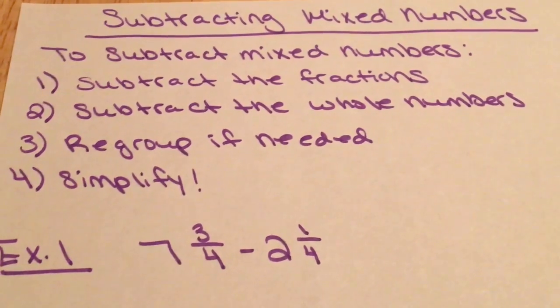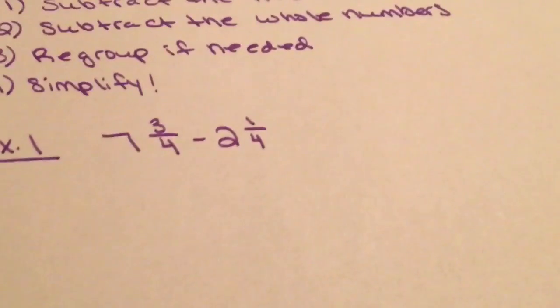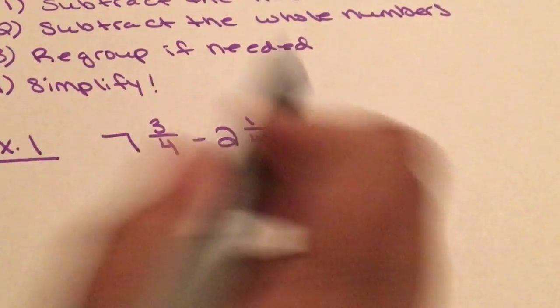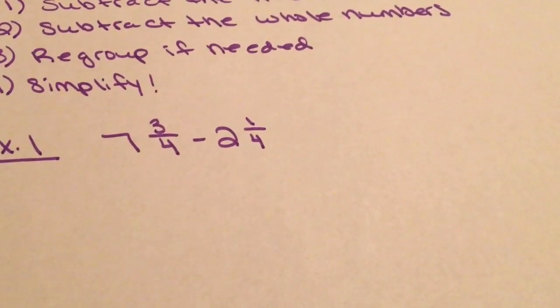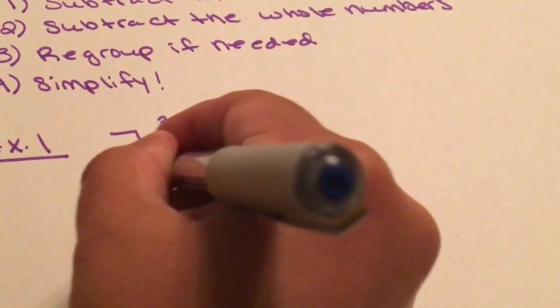So let's look at our first example. So we're going to start off nice and easy. First thing we have to do is look at our two fractions. We do have common denominators here. So I am going to rewrite this just so I see this vertically.